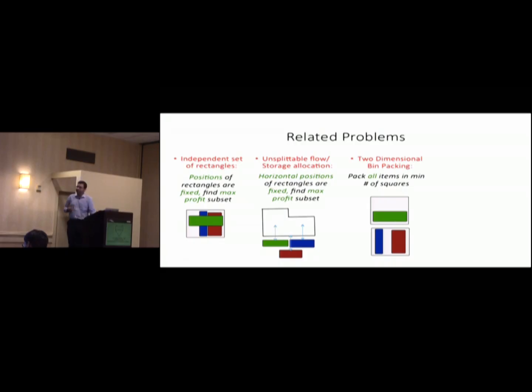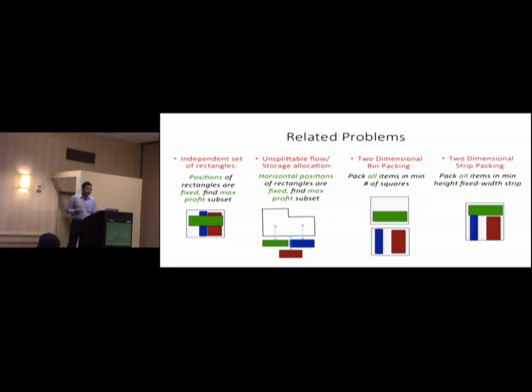Then there is 2-dimensional bin packing, where the goal is to pack all items into a minimum number of squares. 2-dimensional strip packing, where we need to pack all items into a minimum height fixed width strip. In fact, the best known approximation algorithms for 2-dimensional bin packing and strip packing use a variant of geometric knapsack as a subroutine.